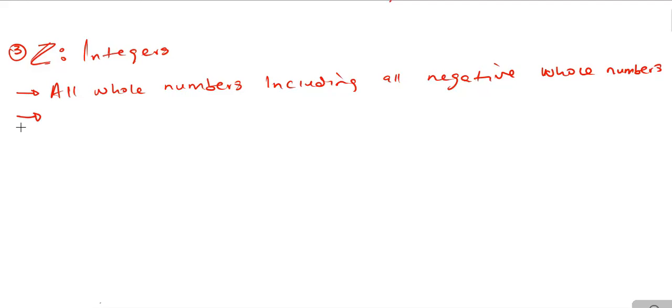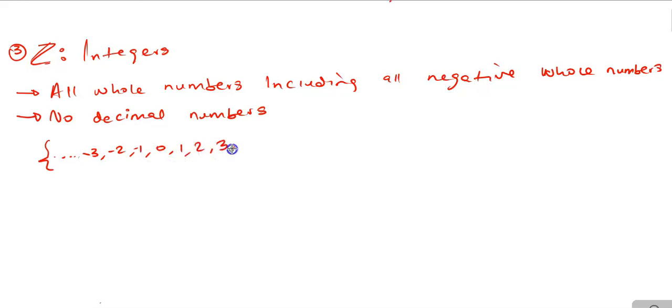And we also include negative whole numbers. So we're still not dealing with decimal numbers. There's still no decimal numbers for integers. So you can already start thinking, it's all negative numbers from minus infinity, minus 3, minus 2, minus 1, 0, 1, 2, 3, and so on.